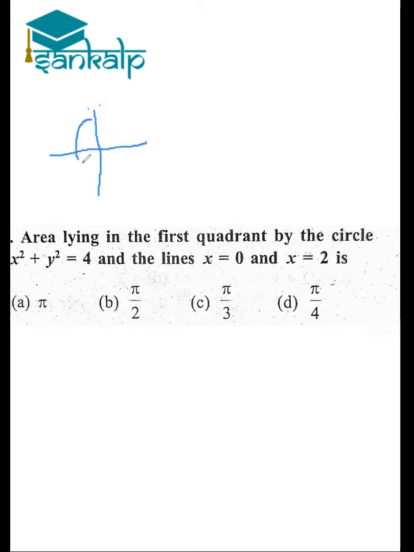So here there is a circle which is given by the equation x square plus y square is equal to 4. This is equation 1. We need to calculate the shaded area in the first quadrant. The equation of the circle can be written as x square plus y square is equal to 2 square. So here the radius will be 2, and the point on the x-axis where the circle touches it will be (2, 0).